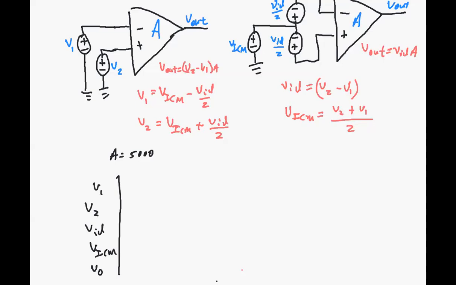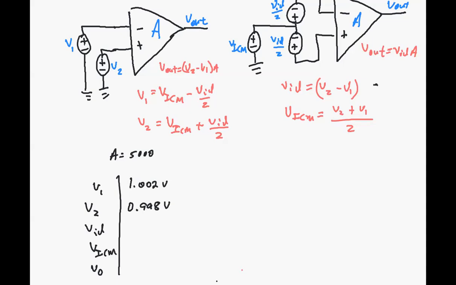So if V1 is 1.002 volts, that's 2 millivolts, with a 1 volt bias on it, and I should say 0.998 volts on V2, what would be our differential input voltage? So that's this one right here.